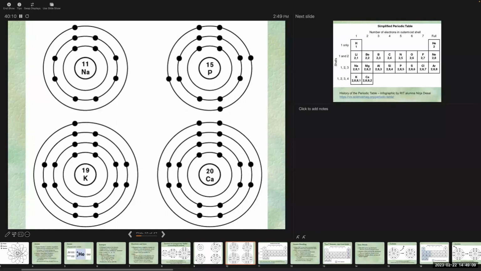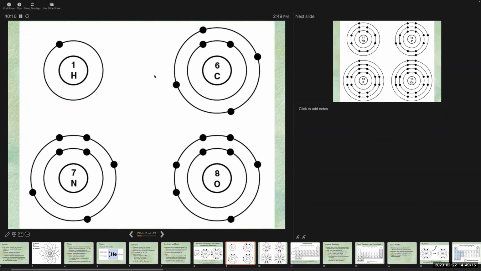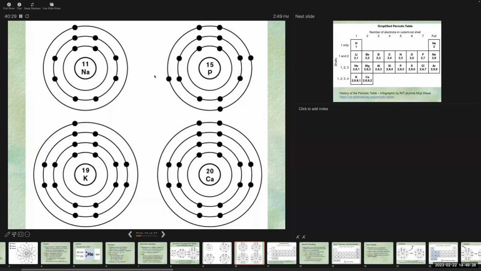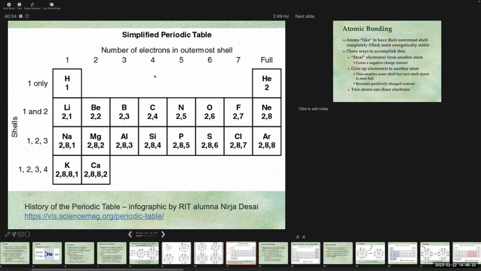All right, so you can use this idea that each element differs from one another based on the number of protons in the nucleus, but also the number of electrons orbiting, and the fact that these electrons are arranged into these different shells. That's the basis for the shape of the periodic table.